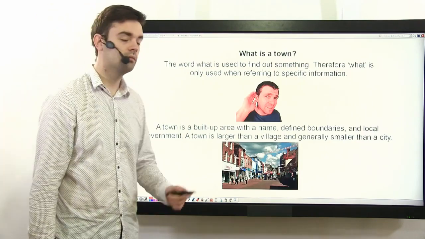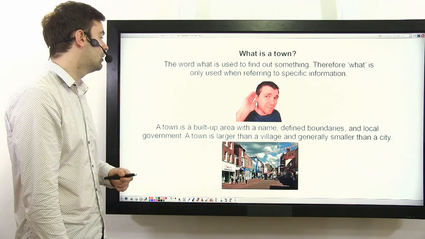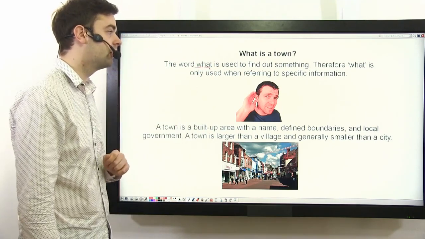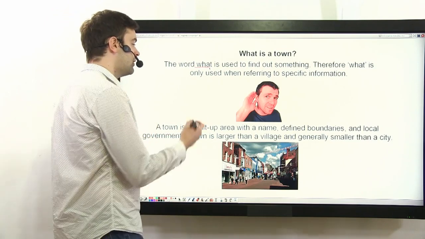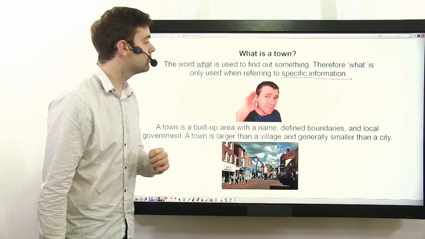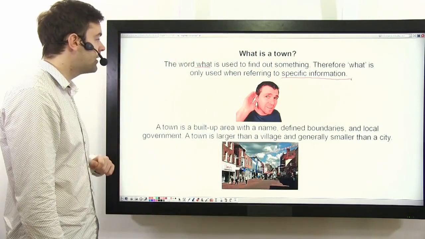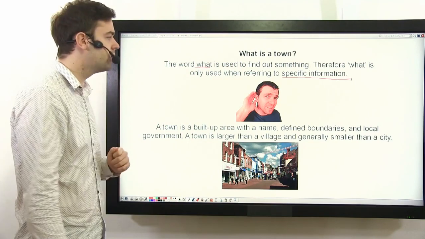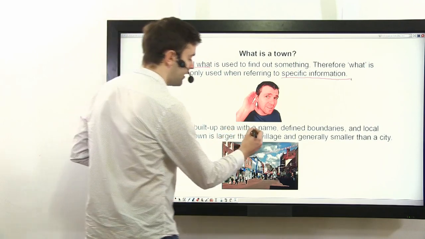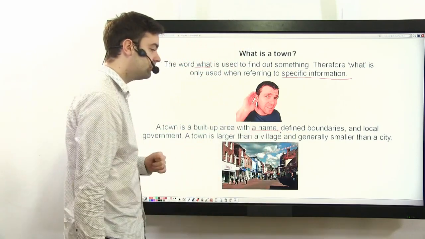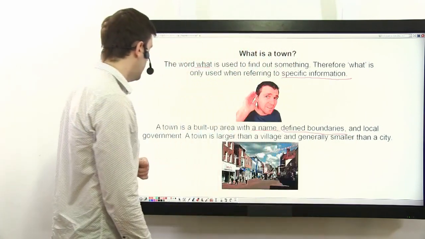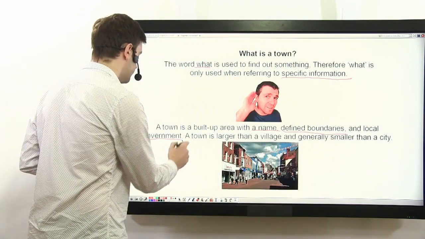So firstly, what is a town? The word what, remember, is used to find out something. Therefore, what is only used when referring to specific information. So let's answer that question. What is a town? Well, a town is a built-up area with a name, defined boundaries, and a local government.